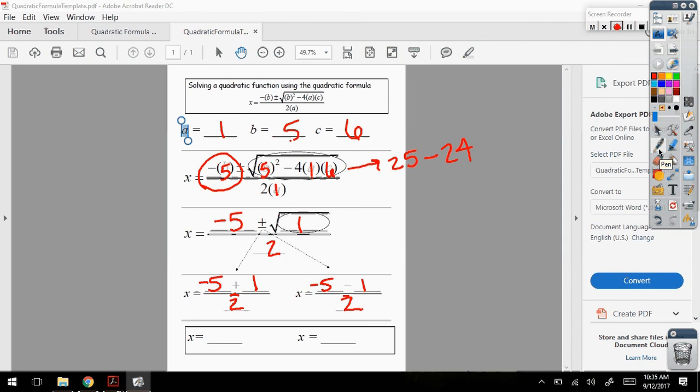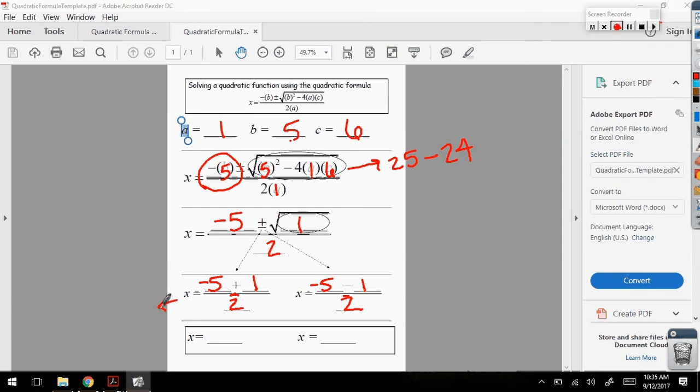Negative 5 plus 1 equals negative 4. All right, so that's right. Do the top first. Negative 5 plus 1 is negative 4, negative 4 over 2, which is negative 2. So that's one of my answers. But the other one is negative 5 minus 1. You add it, so it'd be negative 6, over 2, negative 3. Why did I put negative 1? Because you didn't do the thingy.